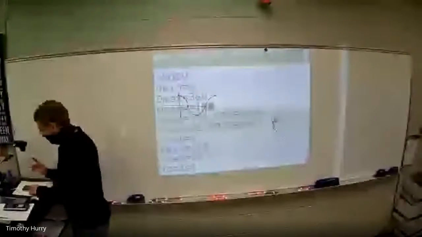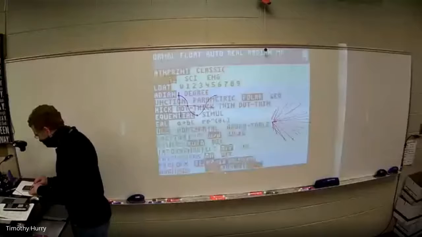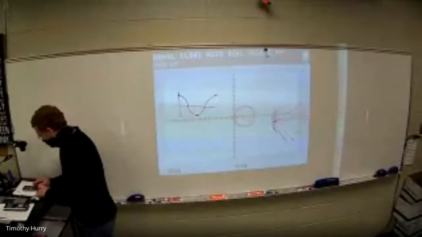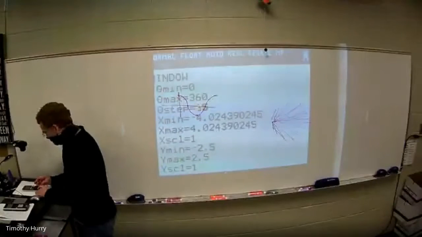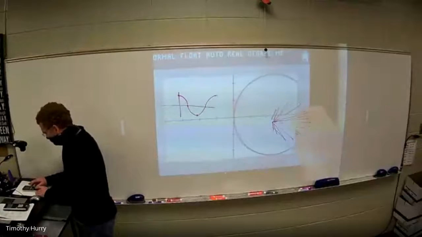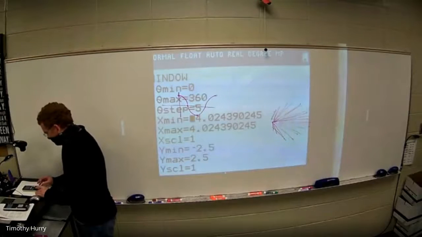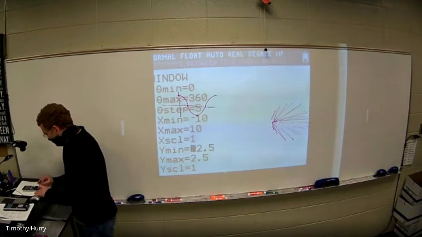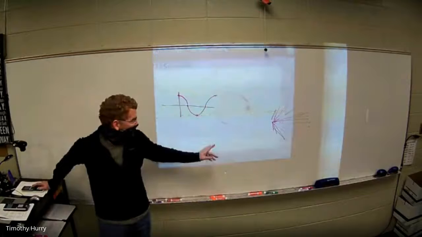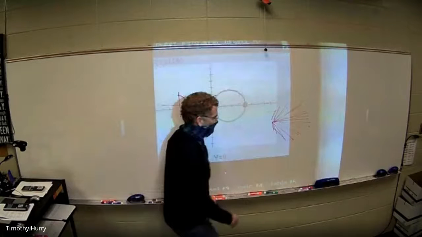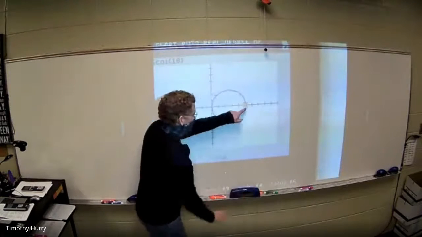I'm going to have to do better than that. How about 5-degree increments? Sorry, how about negative 10, positive 10, negative 6. Okay, so check this out. Trace. I'm at 0 degrees right now, okay?